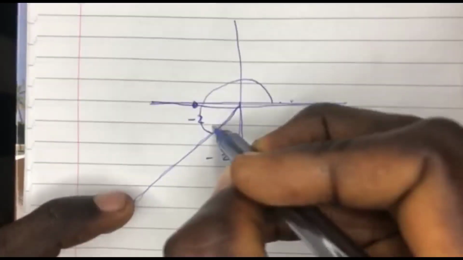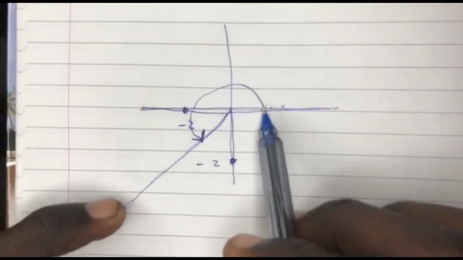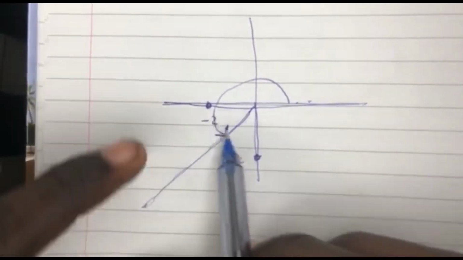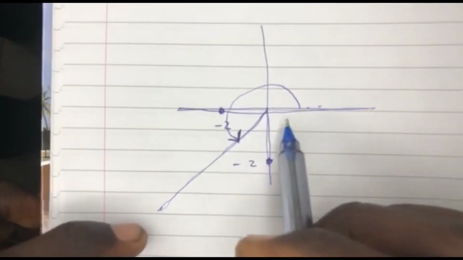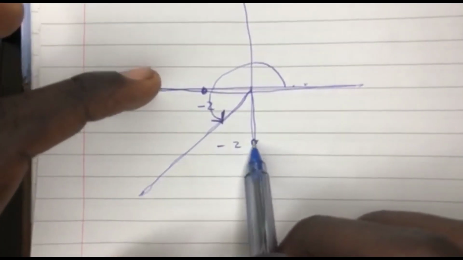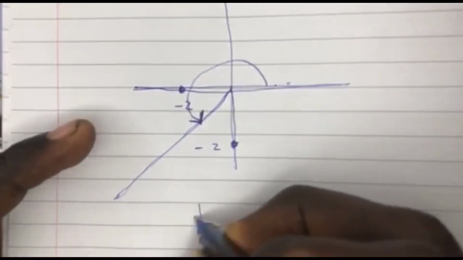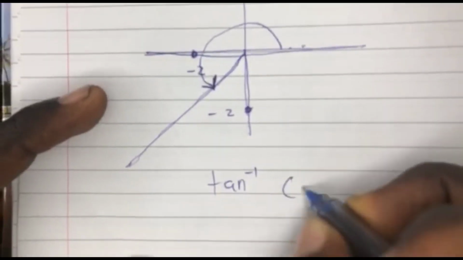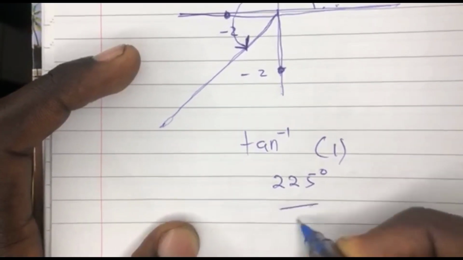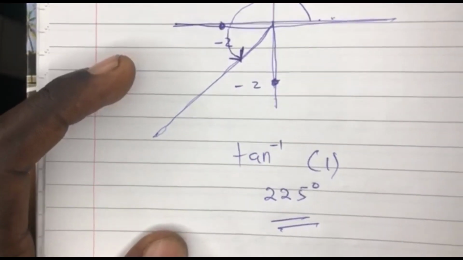This is the angle that we are interested in. You read the angle from the positive x-axis towards this side. Because it is in this quadrant, we look for a bigger angle other than 45. The angle should be between 180 and 270 degrees. That is the angle we are interested in. So tan inverse of 1 also gives us an angle of 225 degrees. So this is the correct solution to this question. All right, thank you very much.